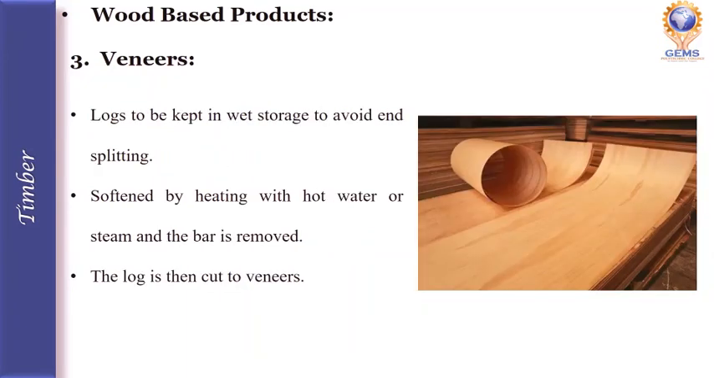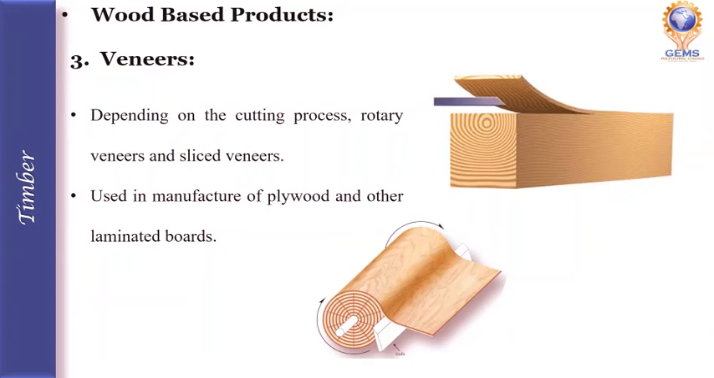The logs to be used for this purpose are kept in wet storage to avoid end splitting and are softened by heating with hot water or steam, and the bark is removed. Then the wood is cut into thin sheets called veneers. Depending upon the cutting process, the veneers are classified as rotary veneers and sliced veneers. These are used in the manufacture of plywood and other laminated boards.